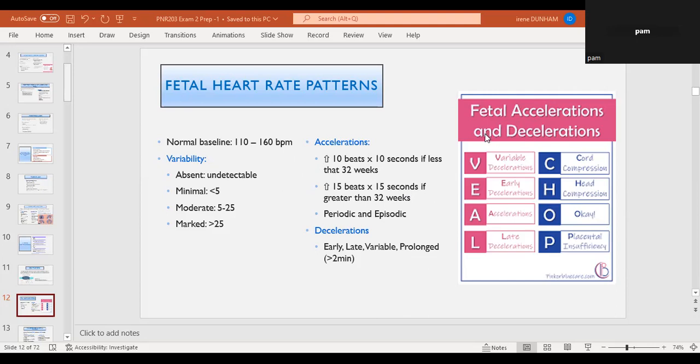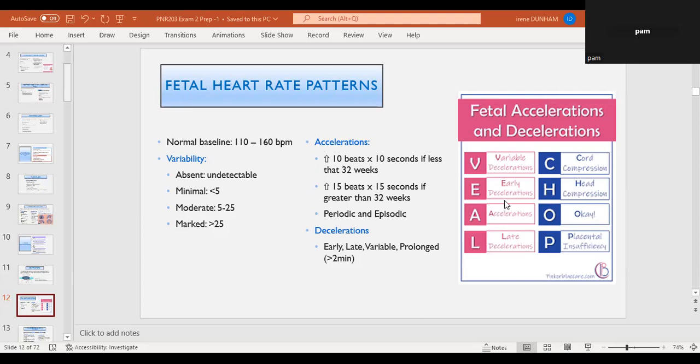Now, over on the side here, you see VEAL CHOP. I'm sure you've heard of this mnemonic, and it's a good one, especially when you're taking a test and you're going, okay, variable. What is caused by variable? Oh yeah, the V for variable. Oh, and across is C. Oh, that's cord compression. You see what I mean? It kind of brings it back to your brain.